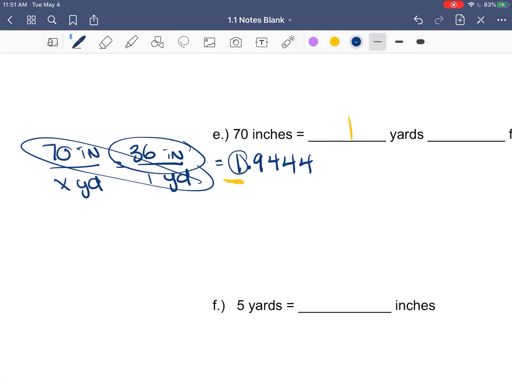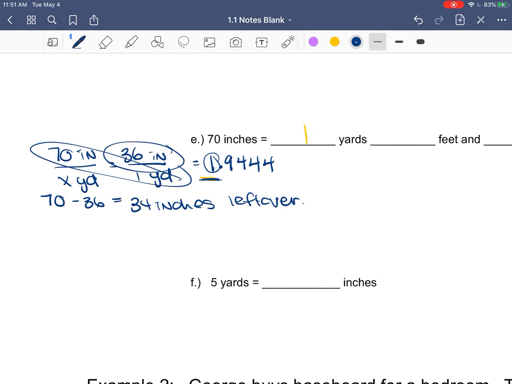We know that 1 yard is 36 inches. So we had 70 inches minus those 36 inches that we already used up. So in total, we have 34 inches left over.